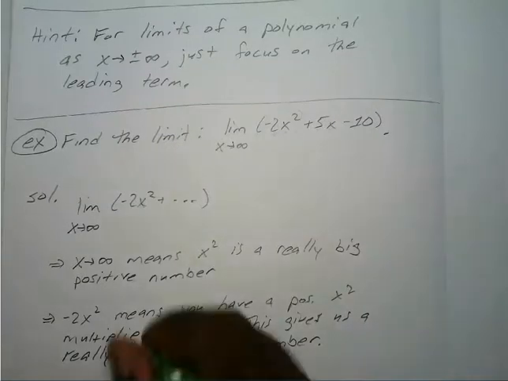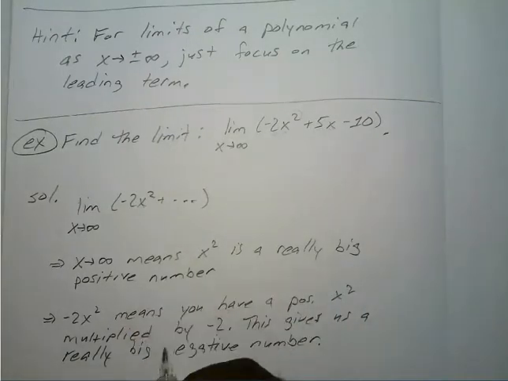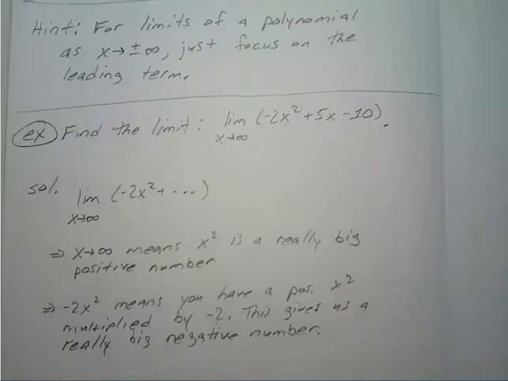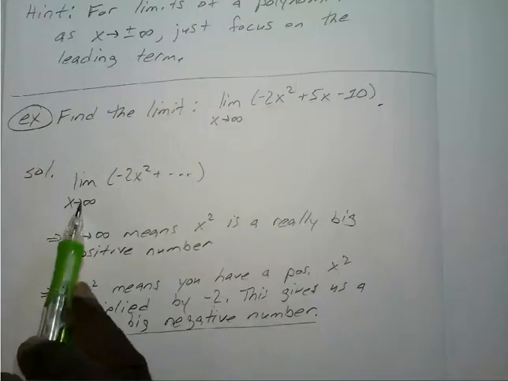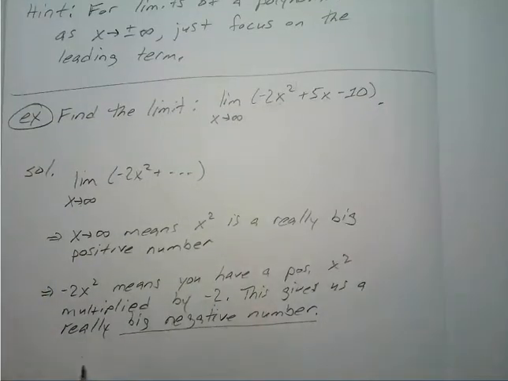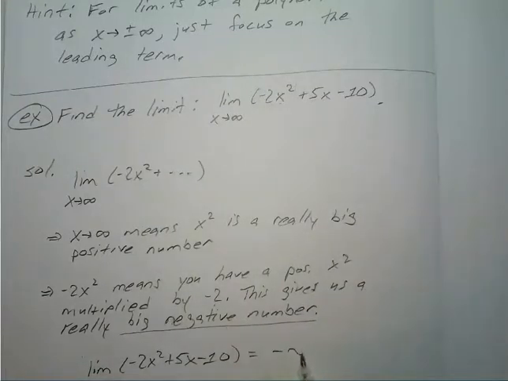So let me clean up that a little bit. There we go. Okay, so when you have a really big negative number, that's just a number that's going to keep getting bigger and bigger in the negative direction. So that means it's just going to approach negative infinity as x keeps getting bigger and bigger. Okay, so that means the limit of negative 2x squared plus 5x minus 10 as x approaches infinity is just going to equal negative infinity.